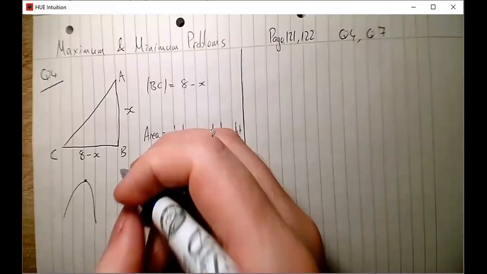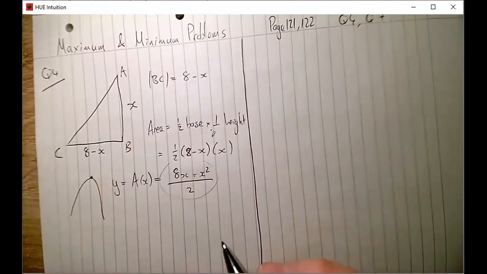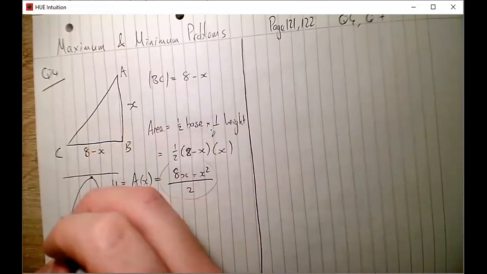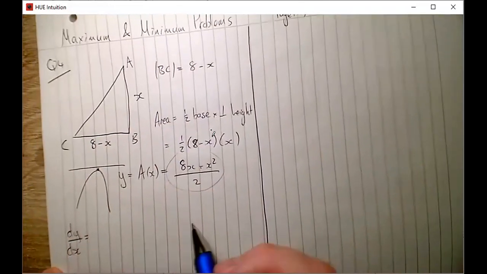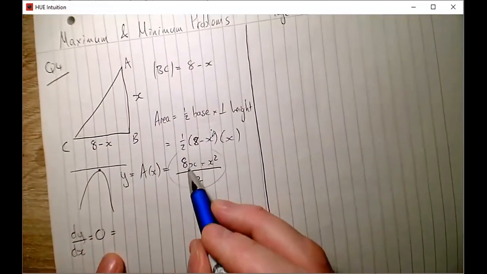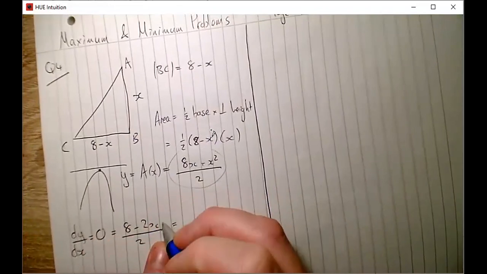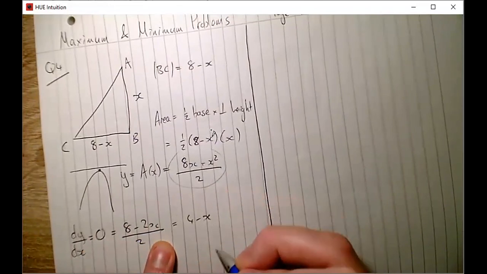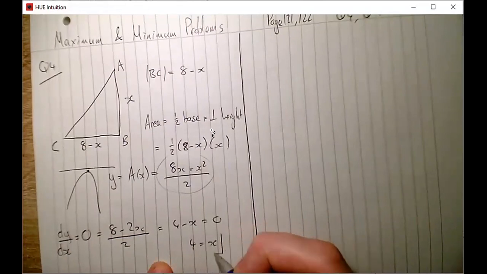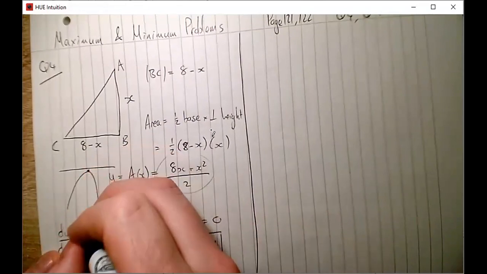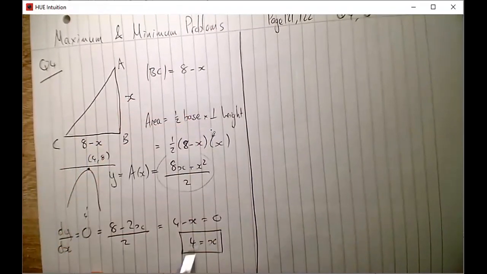We have our area function A of x. Okay, or let's call it y. And what we want is, where is its maximum point? Well, our condition for that is that dy/dx has to equal 0. So we let dy/dx equal 0. What is dy/dx here? It's going to be 8 minus 2x over 2, or 4 minus x. You let that equal 0, you get 4 equals x. And that's what we saw in our graph, that our maximum point occurs at 4, 8 on GeoGebra.